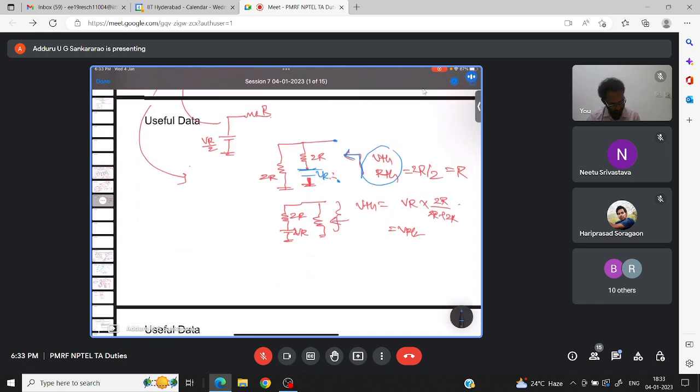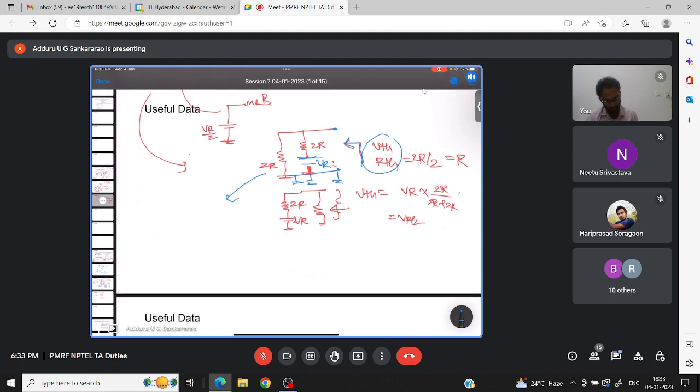Now what I am doing here, this circuit just I am rewriting like this. Since these are all connected to ground, you can see all are connected to ground. Now can I redraw that circuit like this? VR, 2R and 2R. Can I rewrite? Just they're parallel, right? Just I'm changing. That's it.